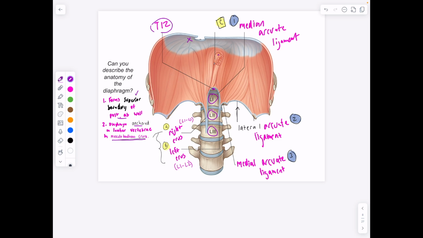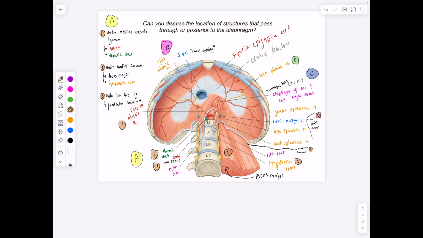And so on the right-hand side, we have the right crus, which you can see here, which is attached to L1 to L3. Then on the left-hand side, we have the left crus, which is just L1 to L2. And then these left and right crura make up these arcuate ligaments. So right here in the center, we have the median arcuate ligament. Then we have the medial arcuate ligament, and then finally we have the lateral arcuate ligament. And these are important because we can use them to locate different structures, which we'll talk about in just a second.